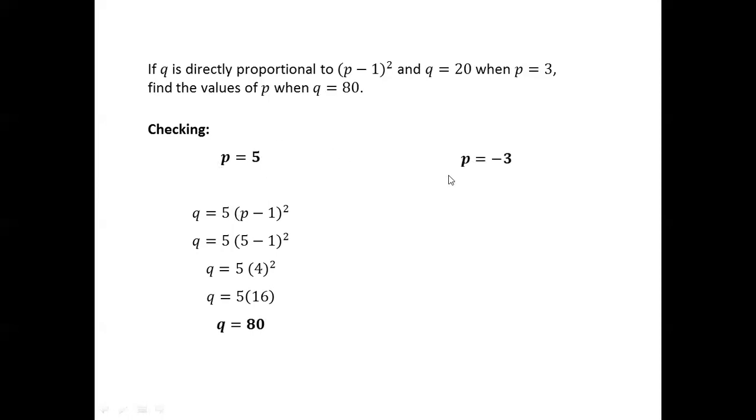Let's try when P is equal to negative 3. Again, we use this equation. Substitute negative 3 to P. Negative 3 minus 1 is negative 4. Negative 4 squared is positive 16. 16 times 5 is 80. That means that the values we obtained for P are correct.